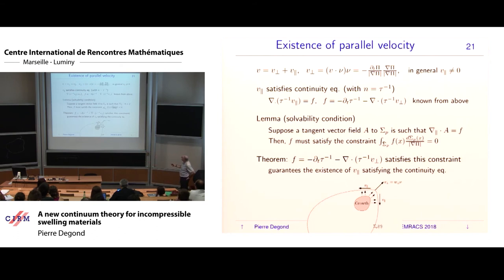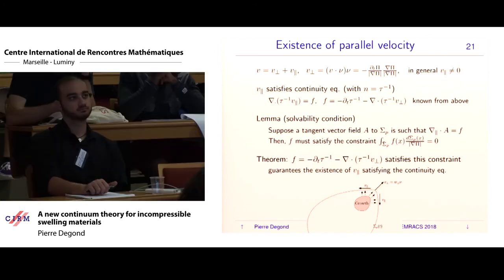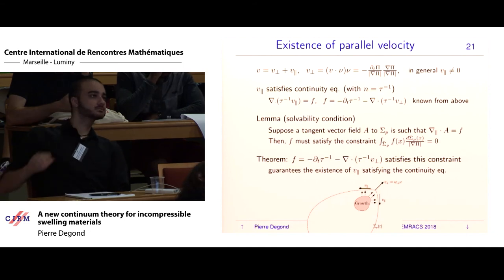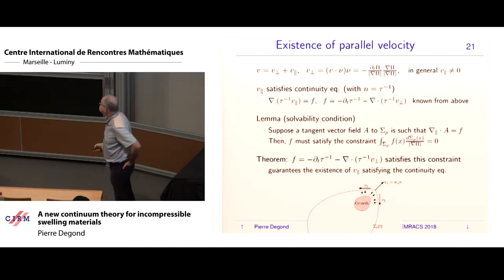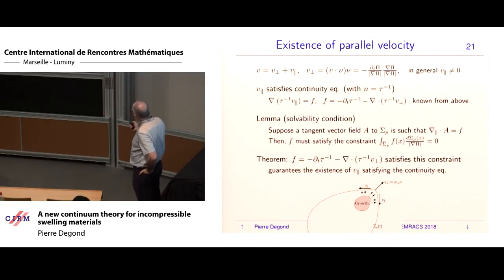If you have a tangent vector field to the surface sigma p, such that the parallel divergence of A is f, right? Then f must satisfy that its average over the surface is zero. Its average over the surface weighted by a surface measure which is called the coarea. So this is the natural measure on the surface that makes this kind of integral invariant by change of parameterization. Right, so you have this constraint.